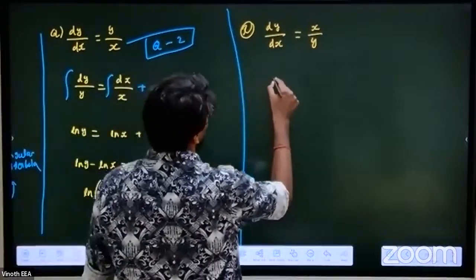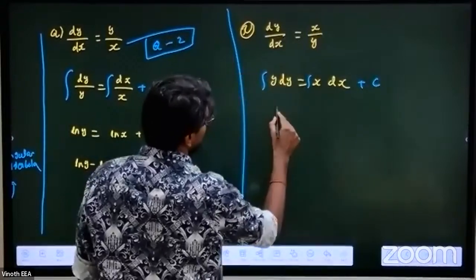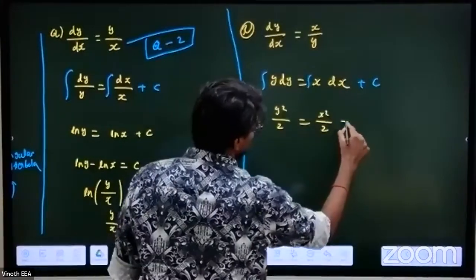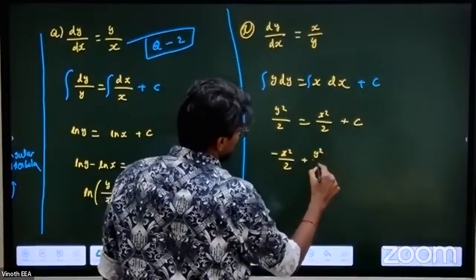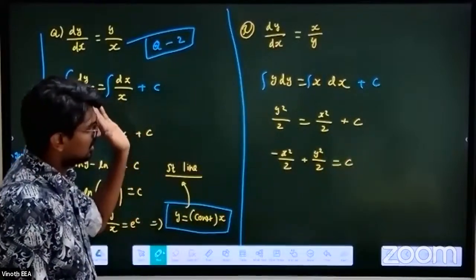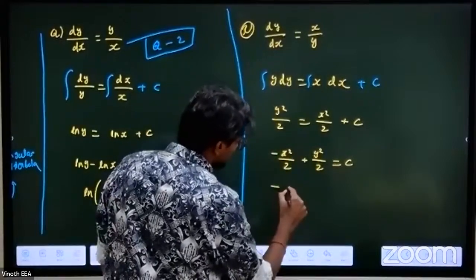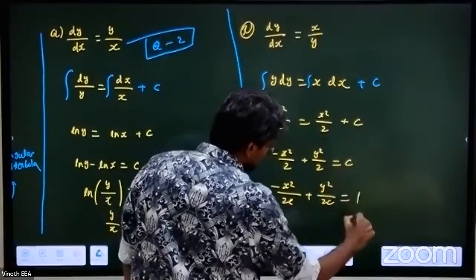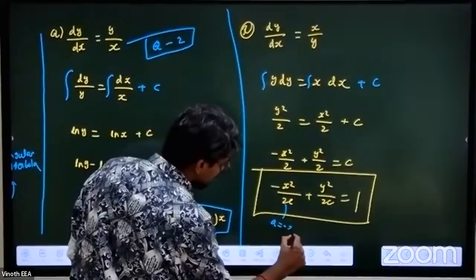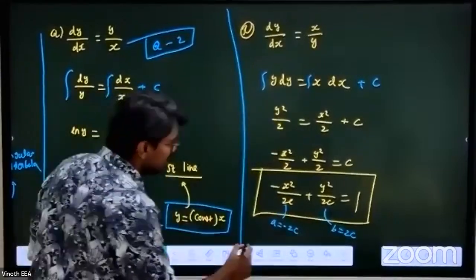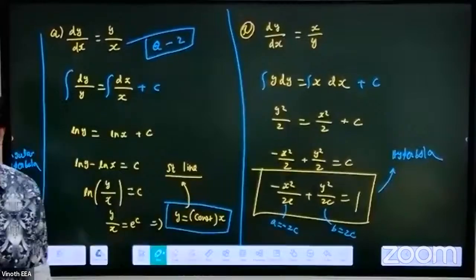Okay. What about this d? I will just rearrange it. Y into dy, x into dx. Integration, add a constant. This is y square by 2, this is x square by 2, plus c. I will bring this x square this side. So it is minus x square by 2 plus y square by 2 equal to constant. I will take that c to the denominator. So minus x square by 2c plus y square by 2c equal to 1. What is this form? Here a is minus 2c and b is 2c. They are equal in magnitude, but of opposite sign. So it is hyperbola.